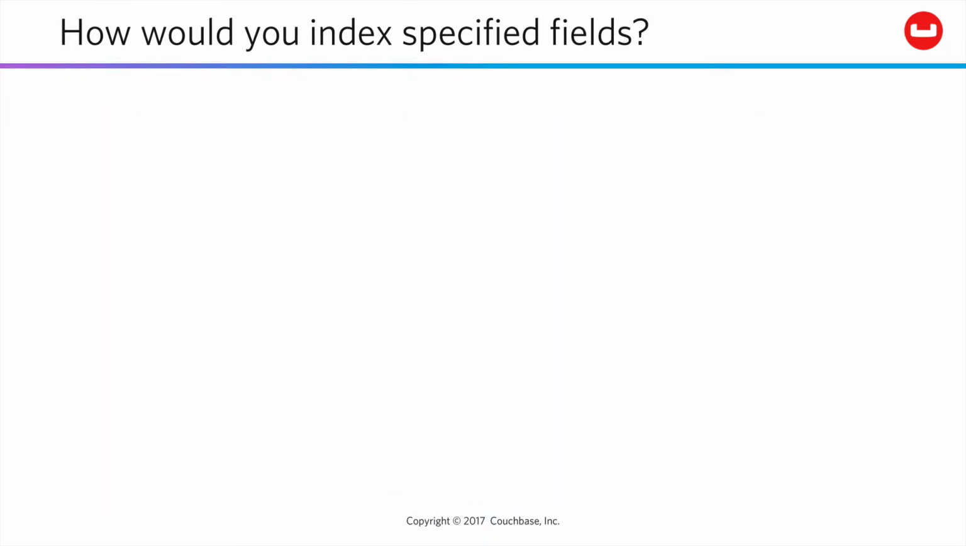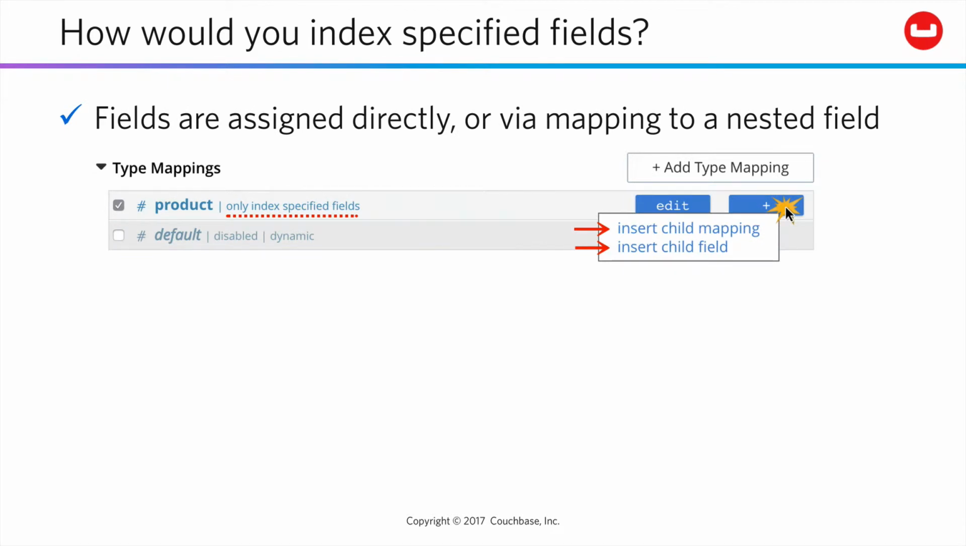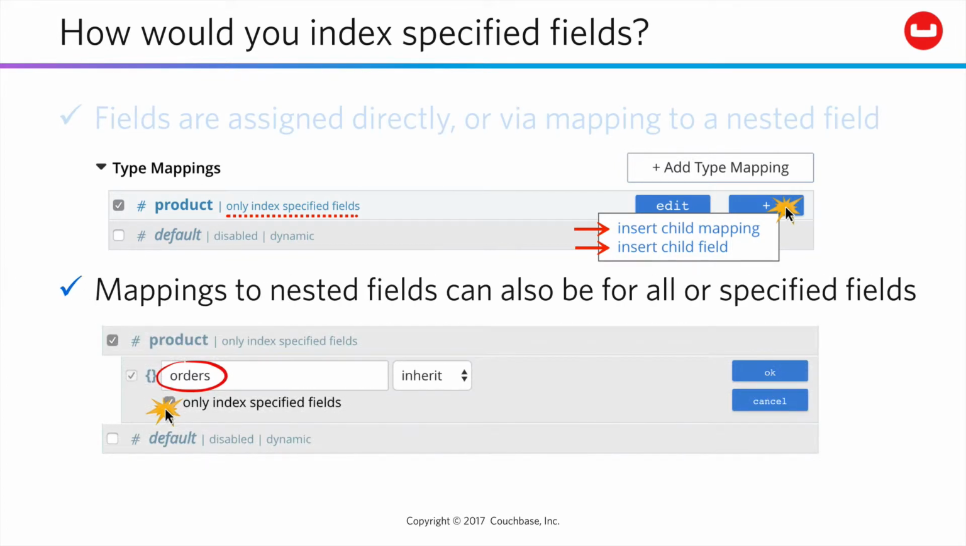A top-level field in your target document type would be assigned as a direct child of your type mapping. Just click the plus button to choose whether it's a child field, meaning a top-level field in the target document, or a child mapping, which would be the name of a top-level JSON array or object containing its own child fields. Similar to how the type mapping operates, if you add a child mapping, all of its own child fields will be indexed by default, unless you check the box to Only Index Specified Fields. If you do so, you will then add child fields to this child mapping and configure them individually.